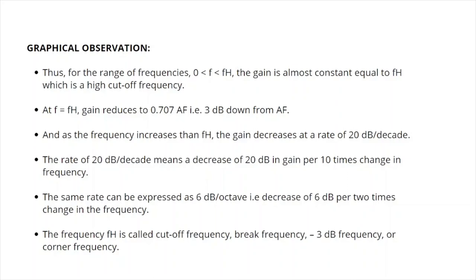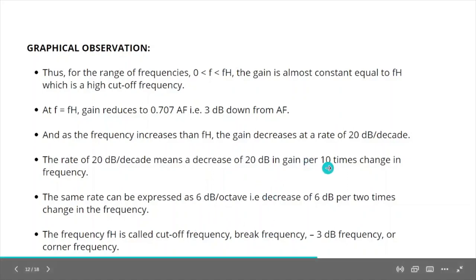And as the frequency increases beyond FH, the gain decreases at the rate of 20 dB per decade. The rate of 20 dB per decade means a decrease of 20 dB in gain per 10 times change in the value of frequency. I hope you're clear with the above points. Further, the same rate can be expressed as 6 dB per octave, which is a decrease of 6 dB per 2 times change in the frequency.